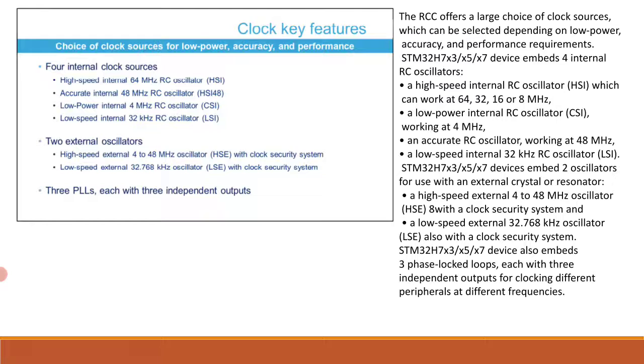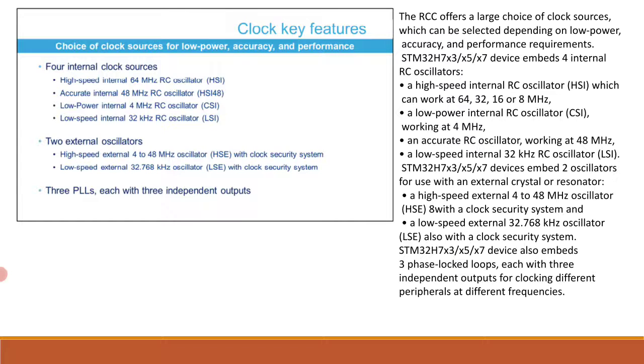So STM32H7 X3, X5 or X7 devices embed 2 oscillators for use with external crystal or resonator. A high-speed external 4 to 48 MHz oscillator, HSE, with a clock security system, and a low-speed external 32.768 kHz oscillator, LSE, also with the clock security system. The device also embeds three phase-locked loops, that is PLLs, each with 3 independent outputs for clocking different peripherals at different frequencies. Let's look at HSI first.